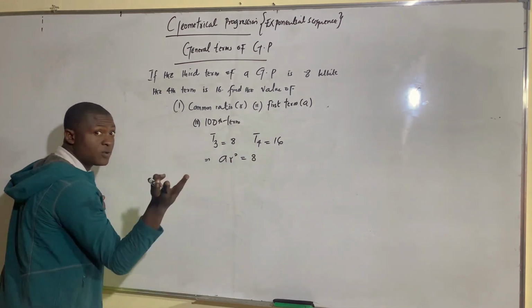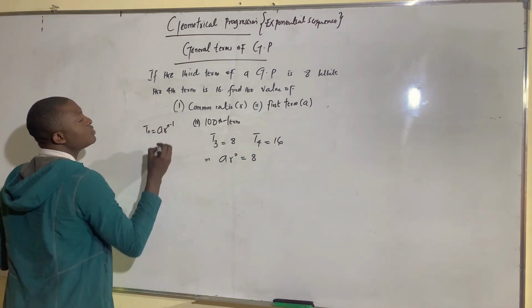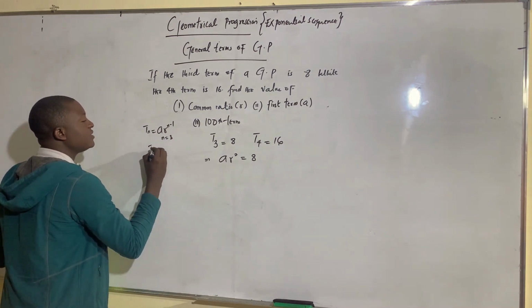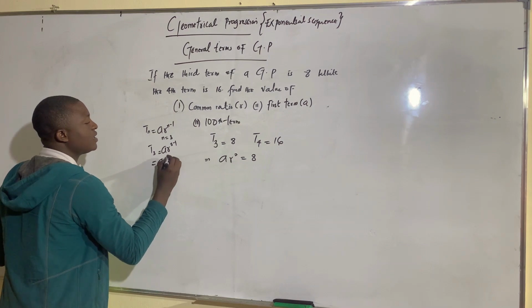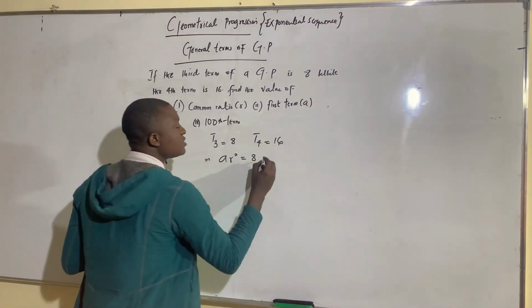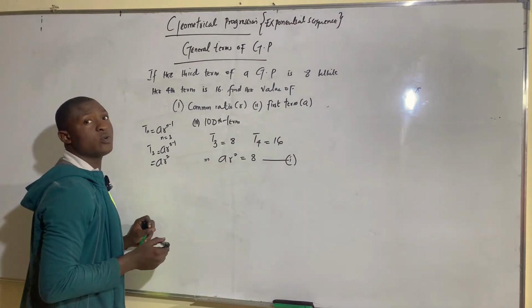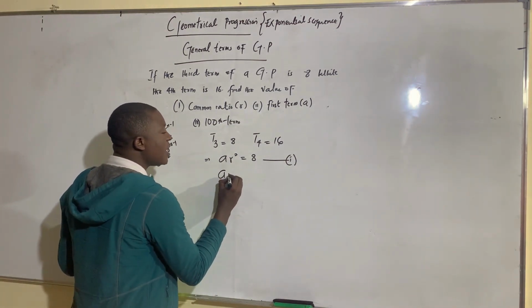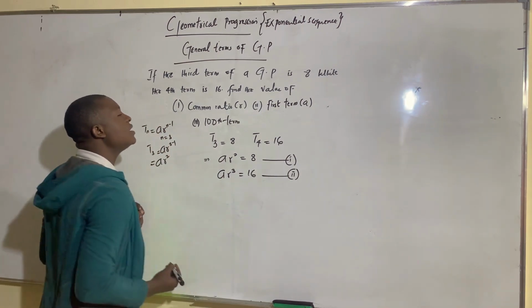How do I find this? I've already told you that. I have the formula Tn equals AR to the n minus 1. When n is 3, T3 equals AR to the 3 minus 1, which is AR square. So this is my first equation. The second equation is the fourth term equal to 16, meaning AR cube equal to 16. This is our second equation.